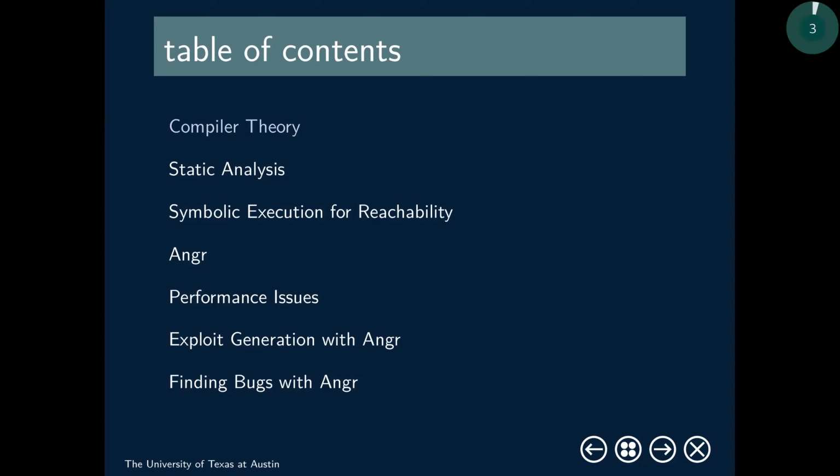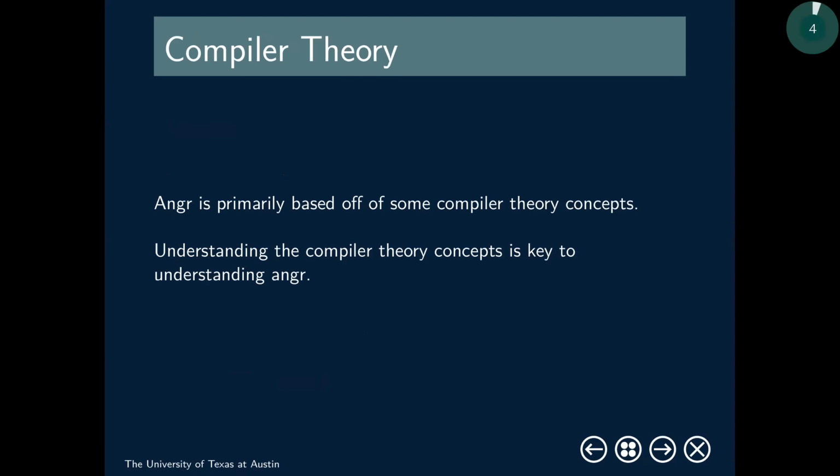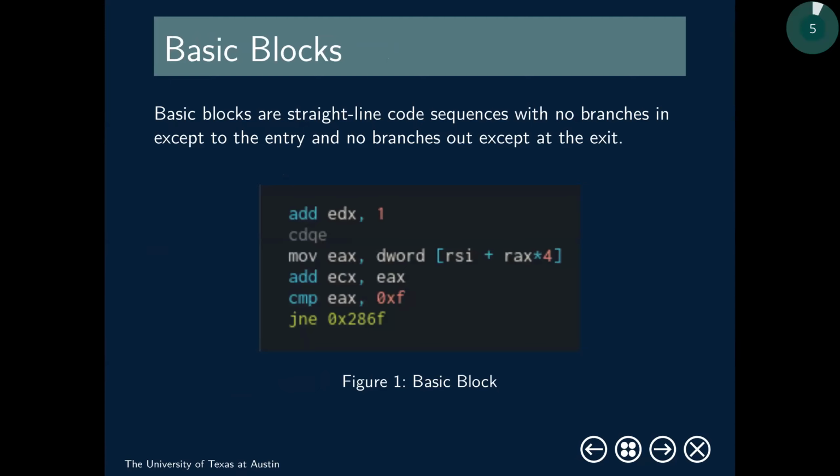So starting off, we're gonna talk a little bit about compiler theory. Angr is based off of a lot of compiler theory concepts, and understanding these concepts is key to understanding how Angr works and how you would use it. So the first of these concepts is the concept of a basic block.